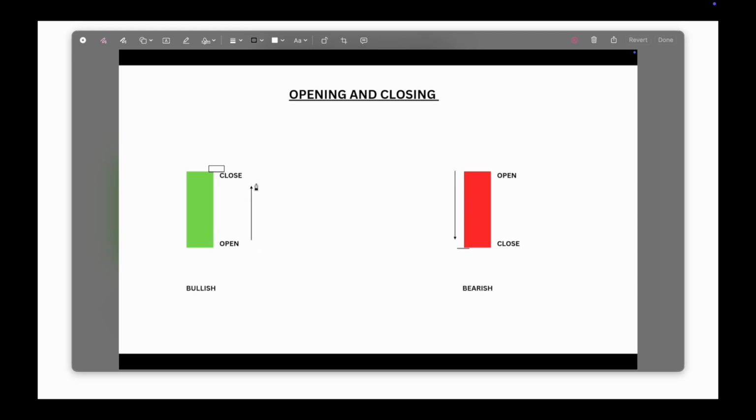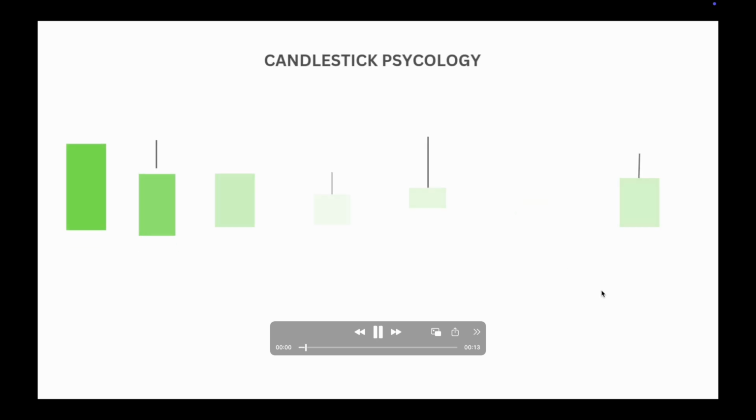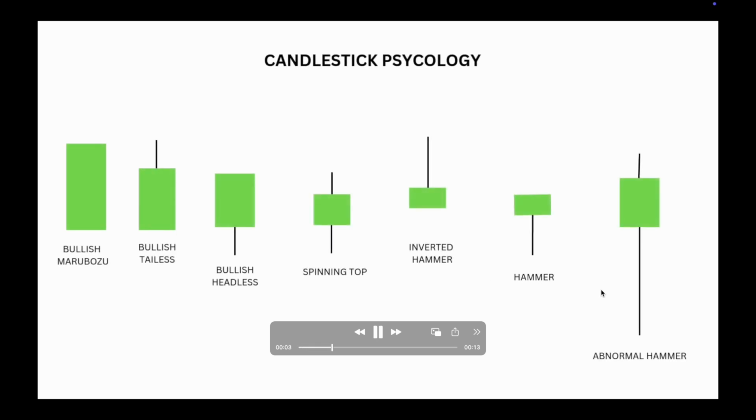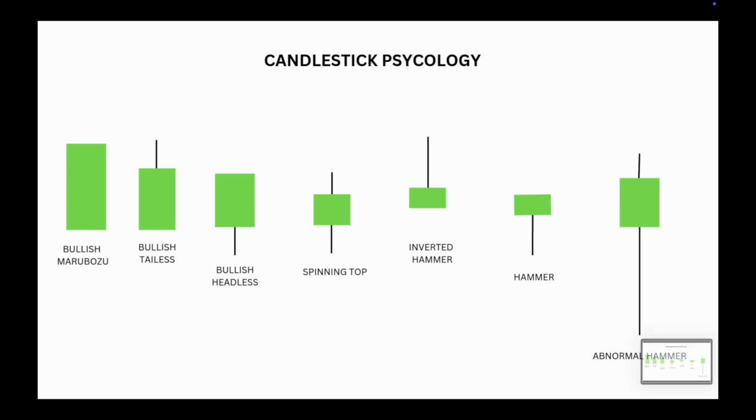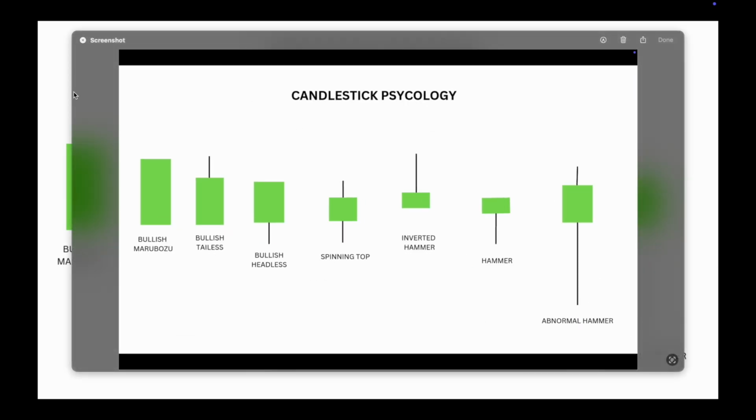Okay, so now let's move on to our next topic, candlestick psychology. How many candles are there? You can see seven different green candles. Each candle represents a different psychology. Red and green, green is bullish, red is bearish. I understand that, all of you understand that. But why are your trades in loss? Because you don't know the basic psychology behind each candle. So now I'm going to explain.